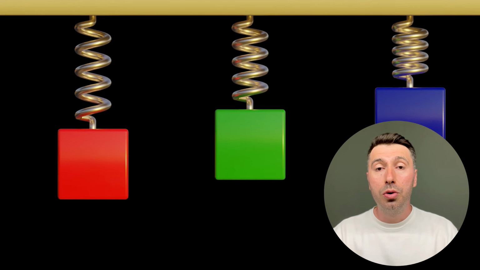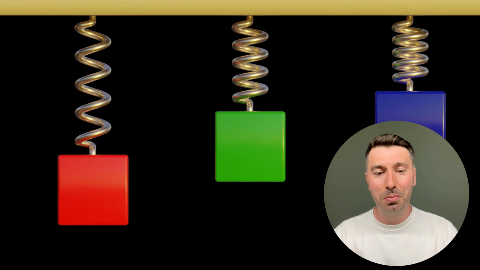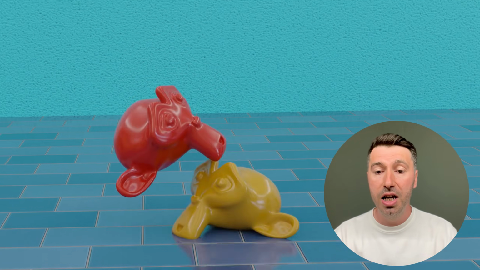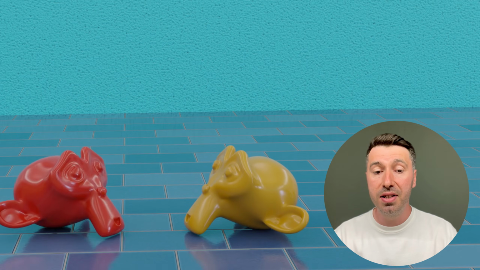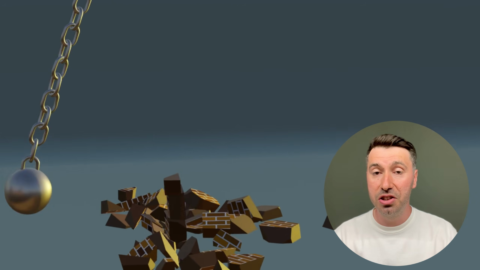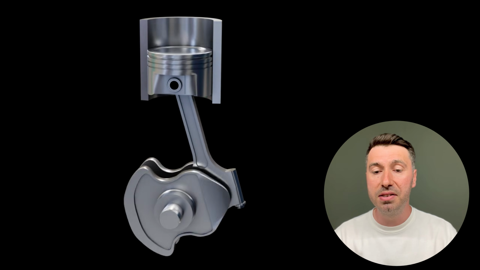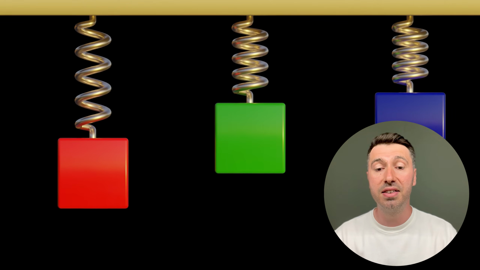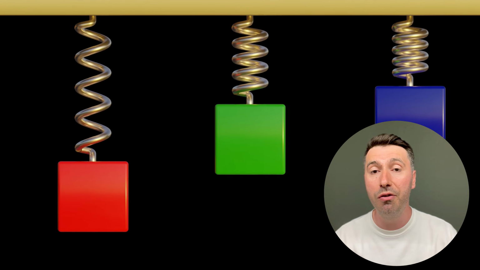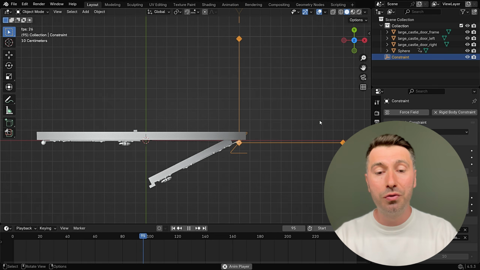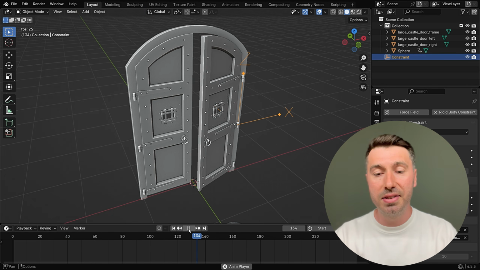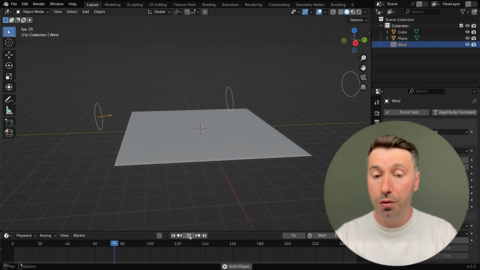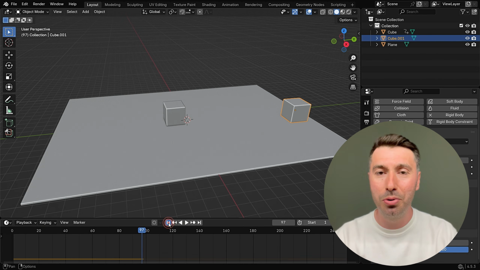Throughout the course, you'll complete several practical projects. We'll create a realistic barrel crushing simulation, soft body character animations, a collapsing wall using rigid body physics, mechanical systems powered by constraints, and other hands-on projects designed to reinforce what you have learned. By the end of this course, you'll have a solid understanding of Blender's rigid body and soft body systems and the confidence to use them in your own projects.